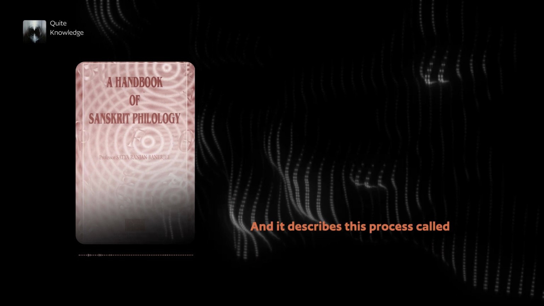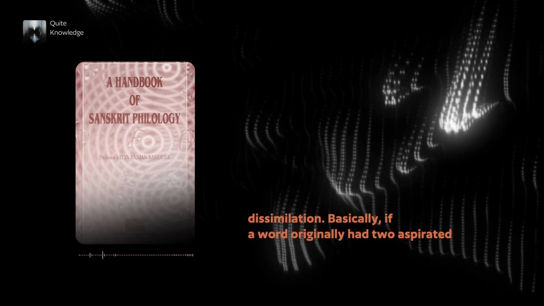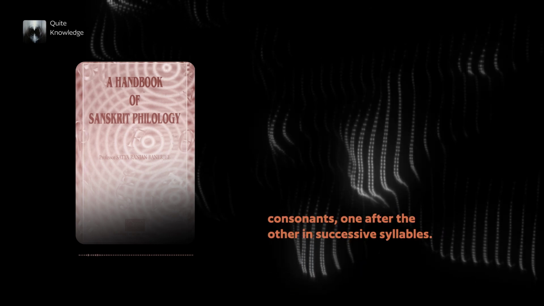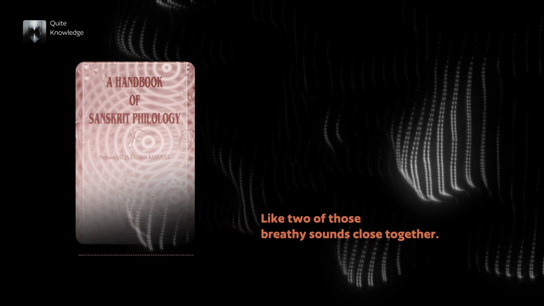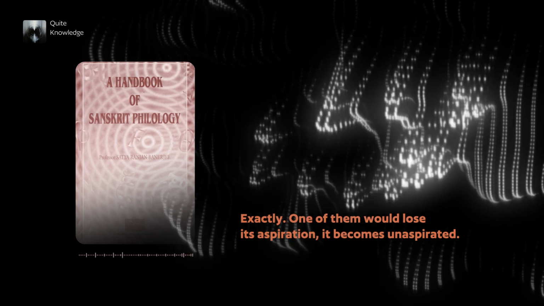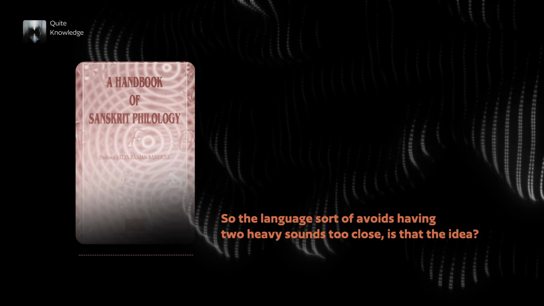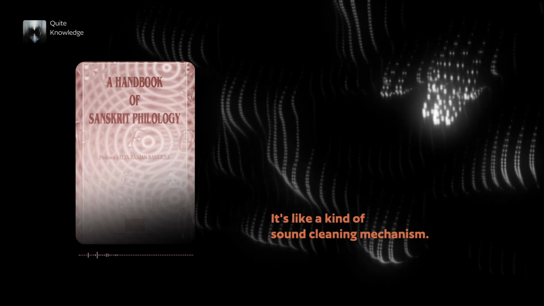Okay. And it describes this process called dissimilation. Basically, if a word originally had two aspirated consonants, one after the other in successive syllables. Like two of those breathy sounds close together. Exactly. One of them would lose its aspiration. It becomes unaspirated. So the language sort of avoids having two heavy sounds too close. Is that the idea? That's a good way to put it. It's like a kind of sound cleaning mechanism.